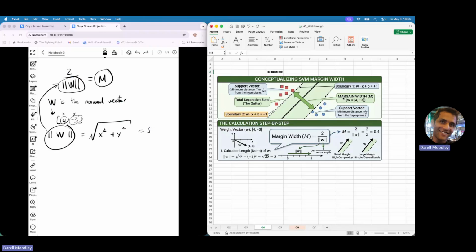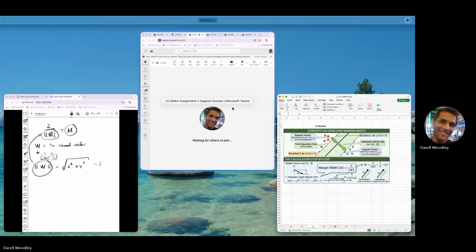Now, the spelling in the diagram is wrong, but that's not important right now. That's question 4. Let's move on to question 5.